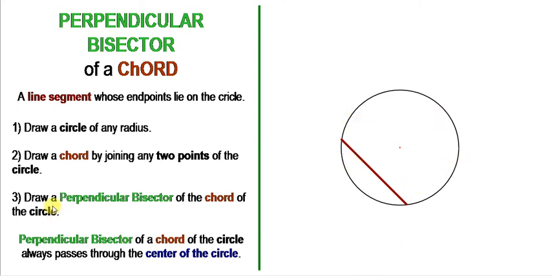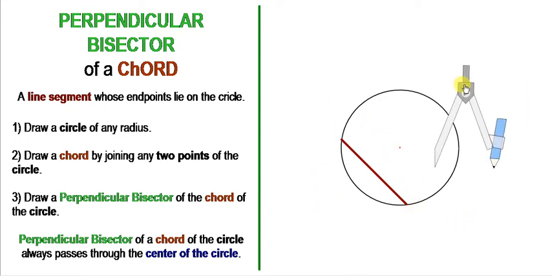The third step is that draw a perpendicular bisector of the chord of the circle. Now I am supposed to draw a perpendicular bisector of this line segment, which is the chord of this circle. If you don't know how perpendicular bisector is found, I am giving my another video on perpendicular bisector. So you are supposed to pause this video right here and watch that video. Okay, so now let's draw the perpendicular bisector of this line.